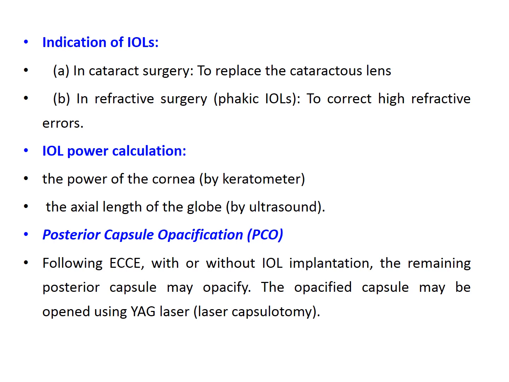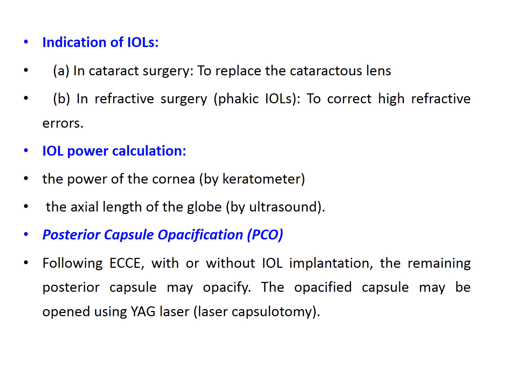How can we calculate the IOL power? When you put an IOL to replace the normal lens, it should result in emmetropia. How can you calculate the power of the IOL? We use the power of the cornea, the keratometric power, and the axial length of the globe measured by ultrasound. These two items are used in an automatic mathematical equation to give the appropriate IOL power for each patient.